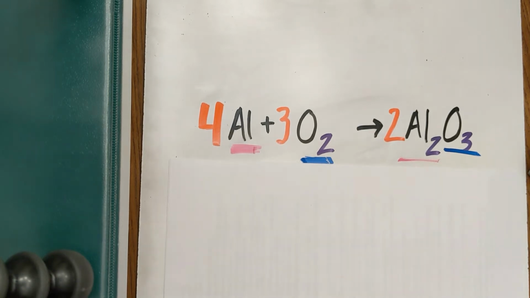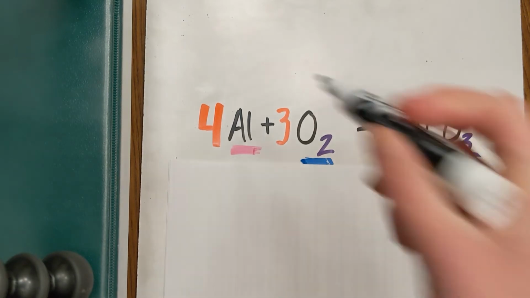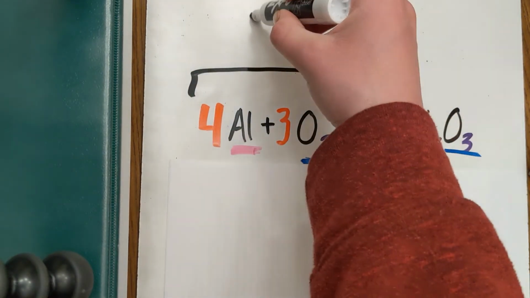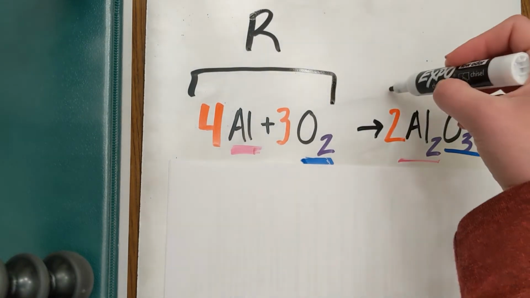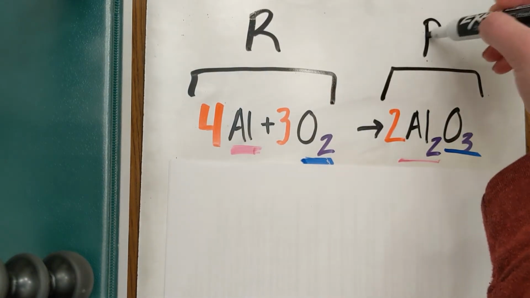But before we get into that, we need to remember the parts of a chemical reaction. So the first part is that anything before the arrow is what's known as a reactant, and anything that's after the arrow is what's known as a product.